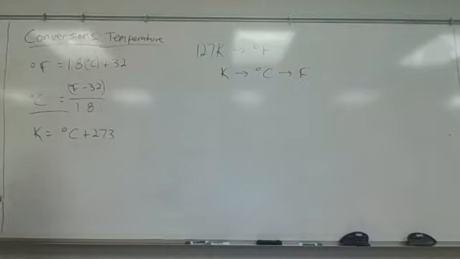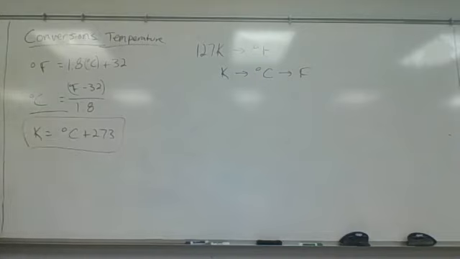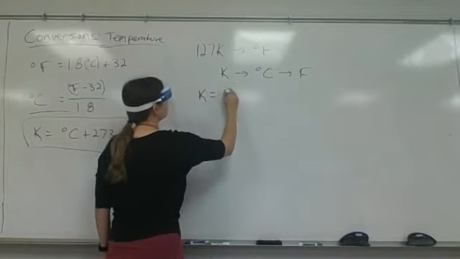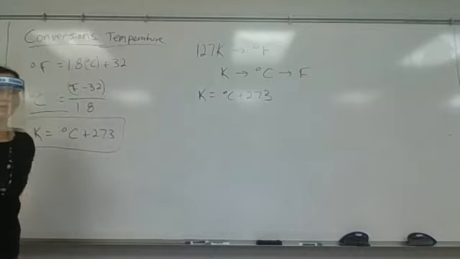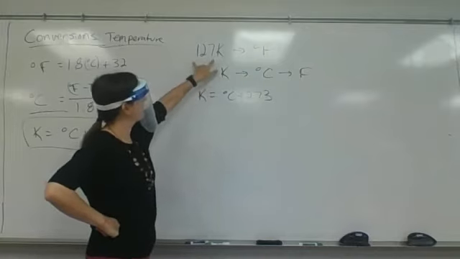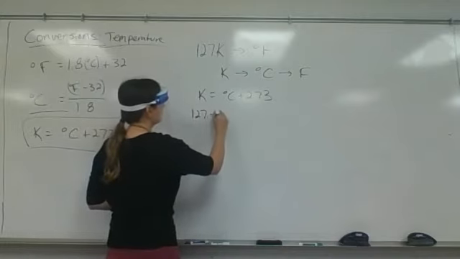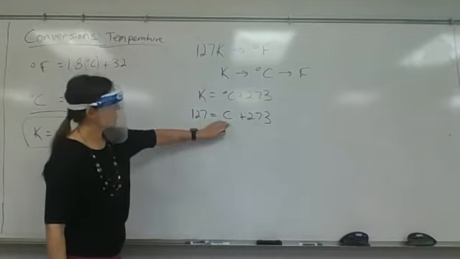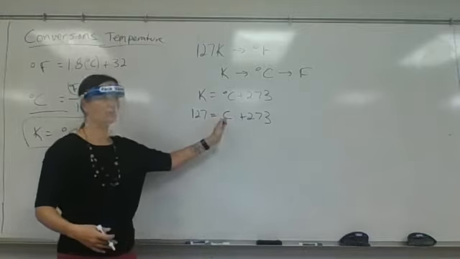The first equation I'm going to use, from Kelvin to Celsius, is going to have to be this one, because that's the only one I have that has Kelvin in it. So let's write that equation down. Now notice this equation I'm going to have to rearrange on my own. So I'm just going to take what I have in Kelvin and plug it in where the K is. I have 127 equal to Celsius plus 273. So we're treating this C as an X, just a regular old math problem. If you had X and you wanted to solve for X, how would you do it?